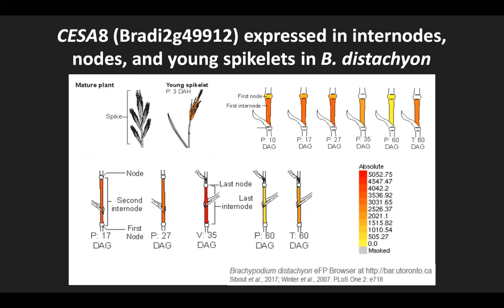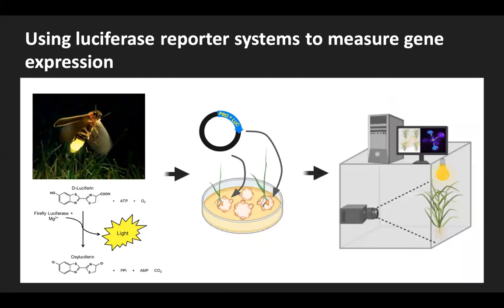In this case, there are no samples between 35 days after germination and 60 days after germination, and there are absolutely no RNA samples after 60 days after germination, leaving us with big gaps in CESA8's expression throughout the plant's life. One way to combat this is through the use of a luminescence-based reporter system, such as luciferase.